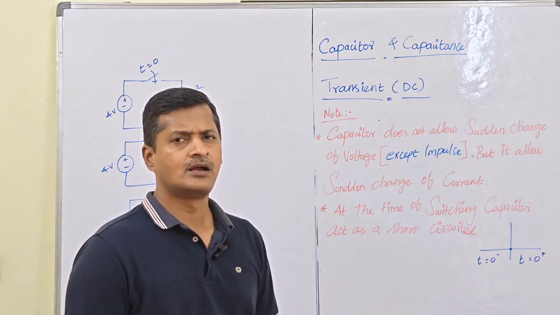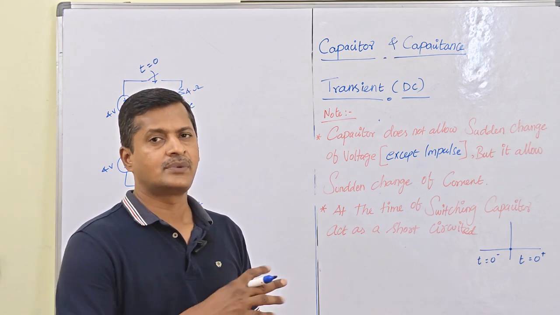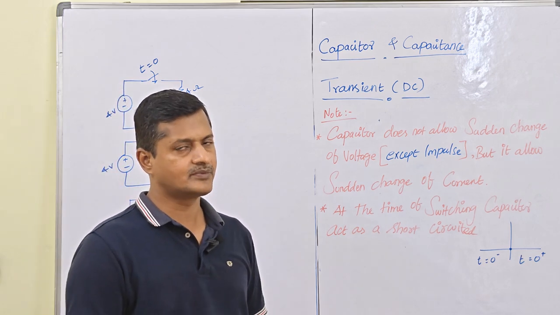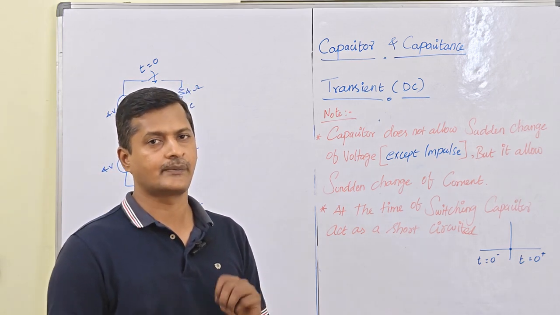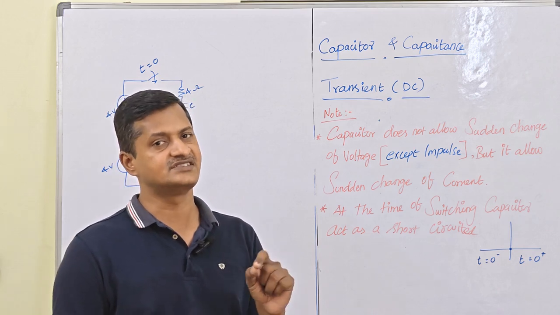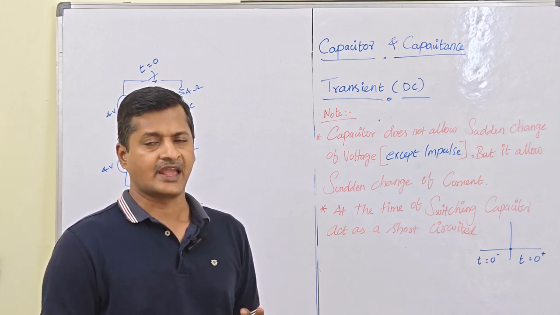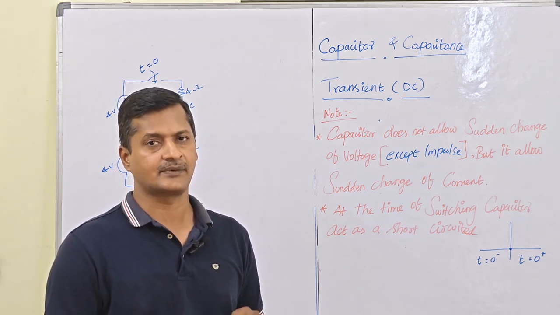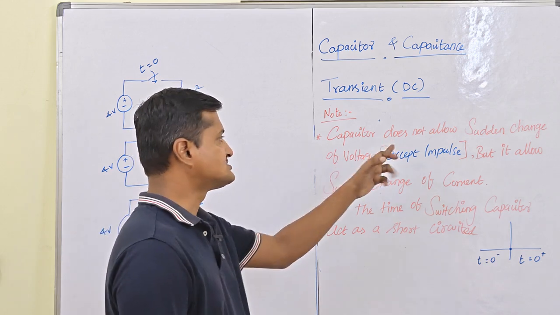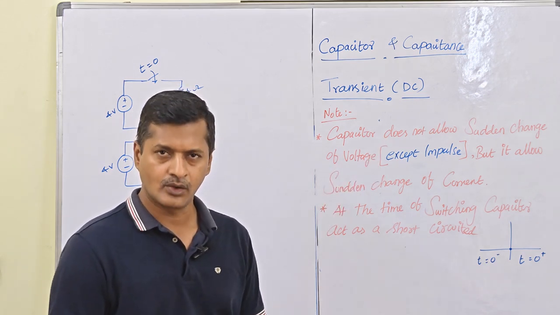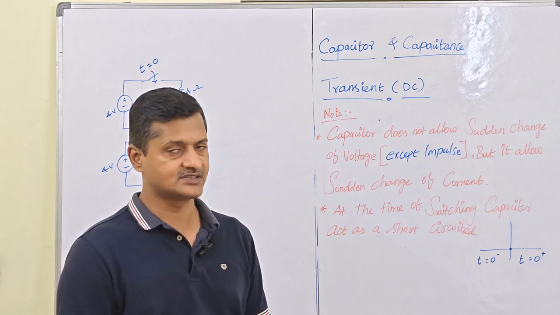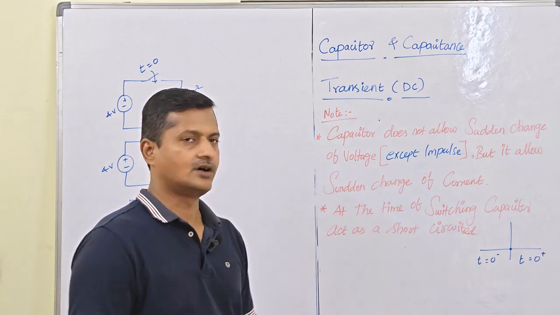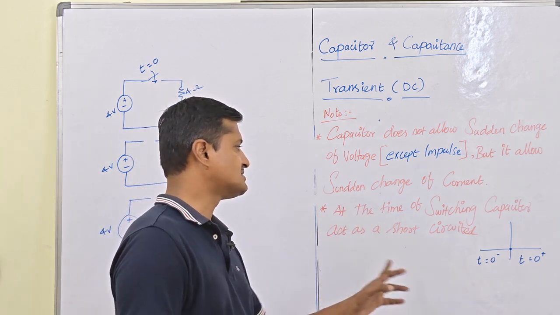Welcome to the next lecture. In this lecture, some important properties related to capacitor. An important parameter to note: a capacitor will not accept a sudden change in voltage, except an impulse, but it will allow a sudden change in current. Also, at the time of switching, the capacitor will act as a short circuit.